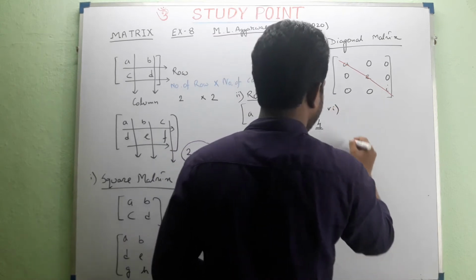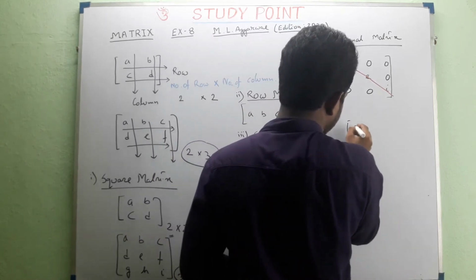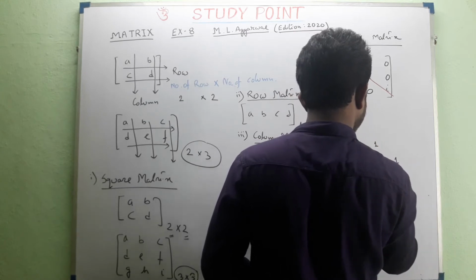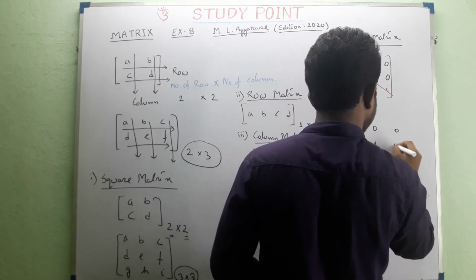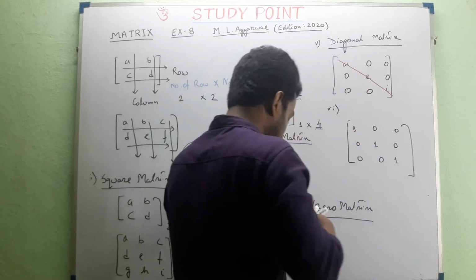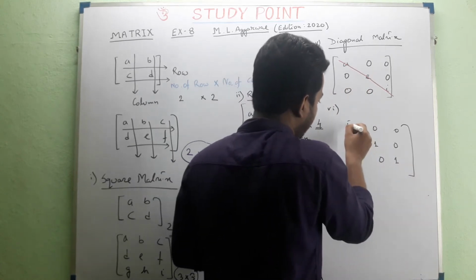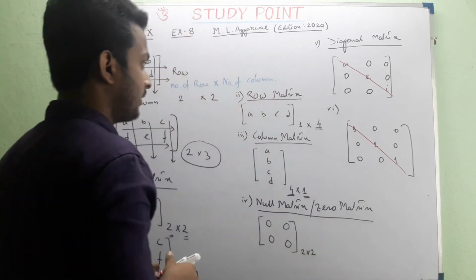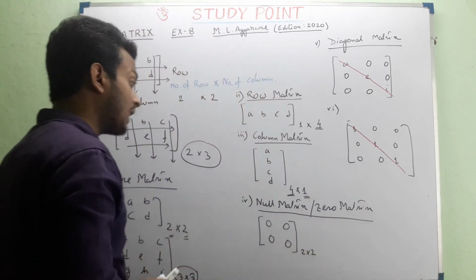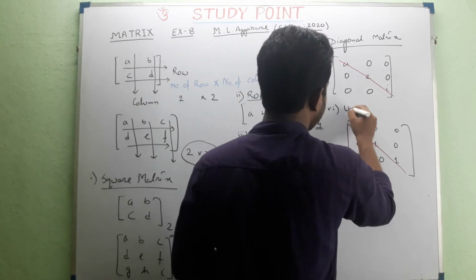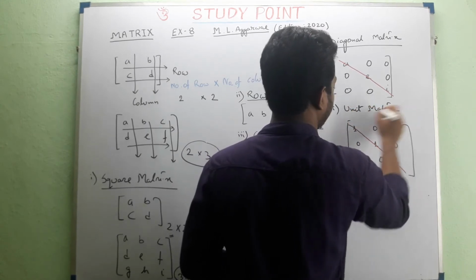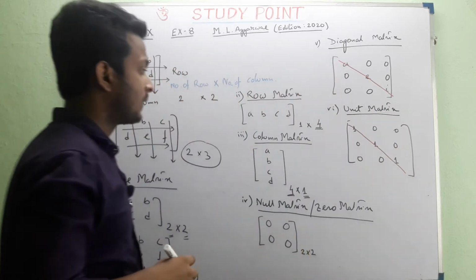And if the diagonal is, say, 1, 1, 1, and the rest are 0, 0, 0, 0, 0, 0. See, if each and every element of the diagonal is 1, then it is known as a unit matrix. Okay?